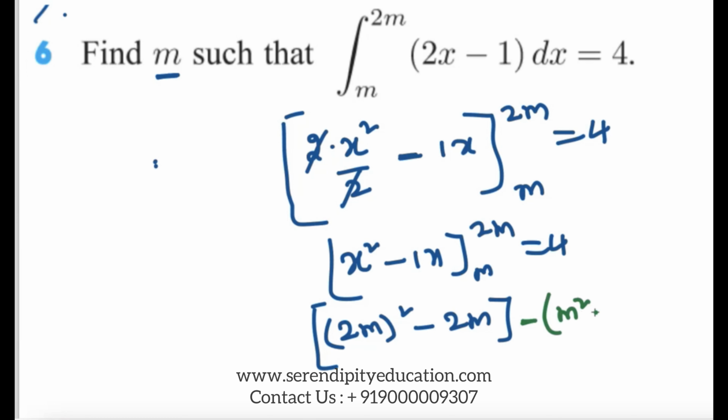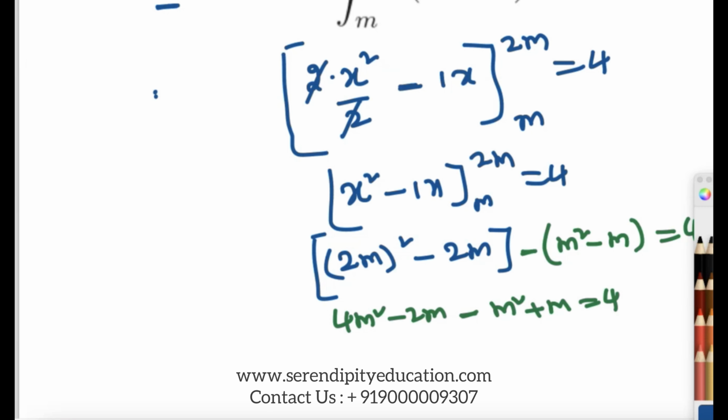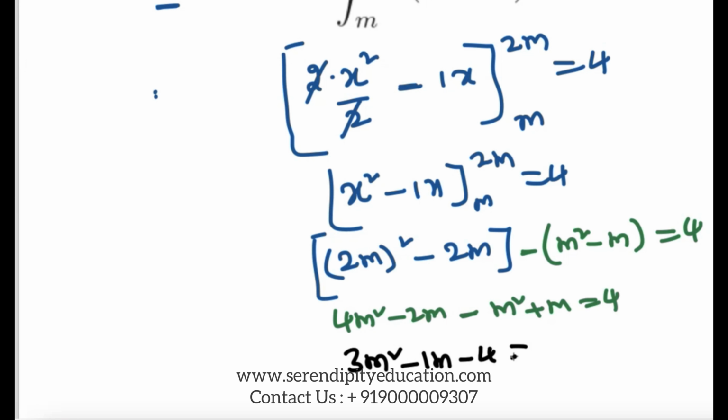m squared minus m, that is equal to 4. So 4m squared minus 2m minus m squared plus m, that is equal to 4. Understood why it's plus m? Yes, sir. So 4m squared minus 1m squared, 3m squared, yes, minus 1m minus 4, that is equal to 0.